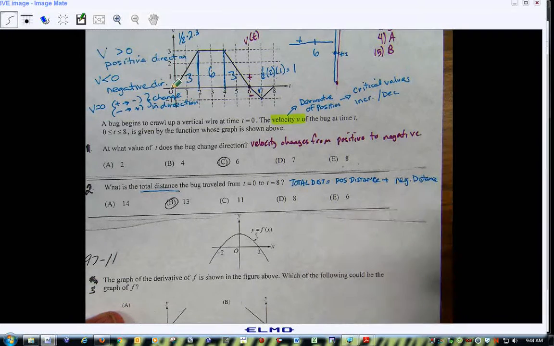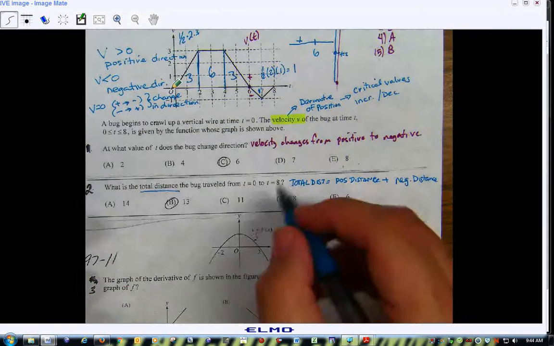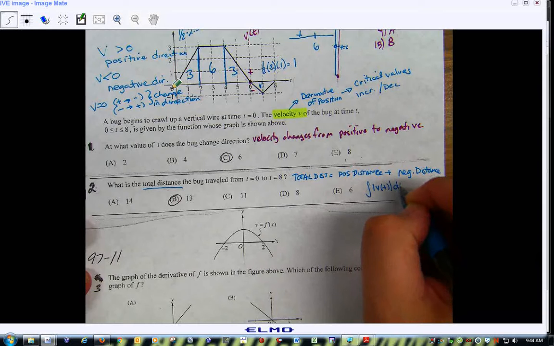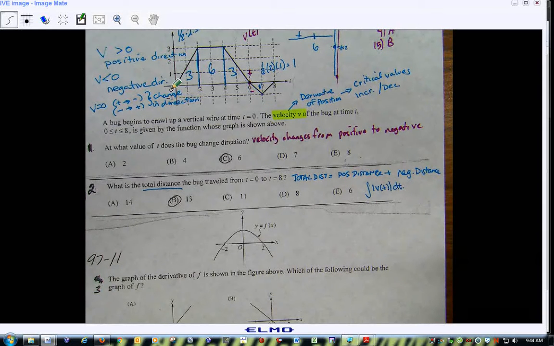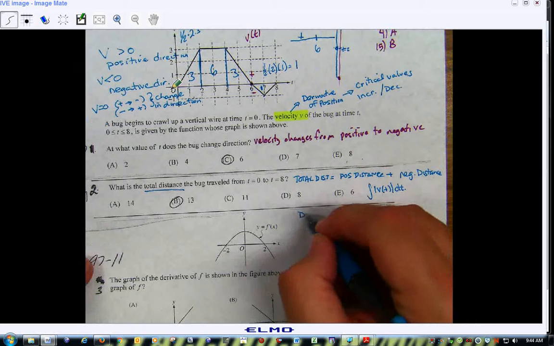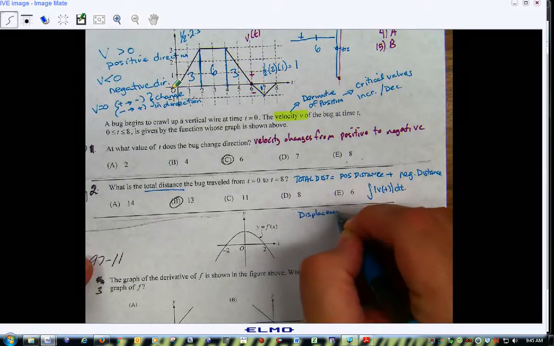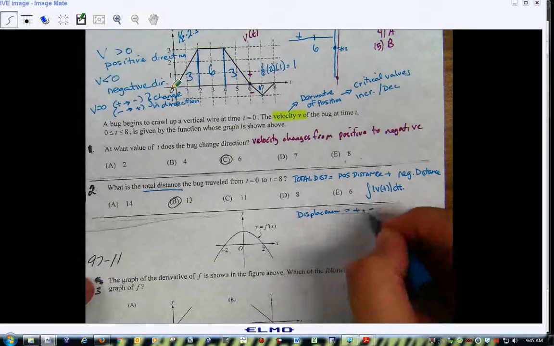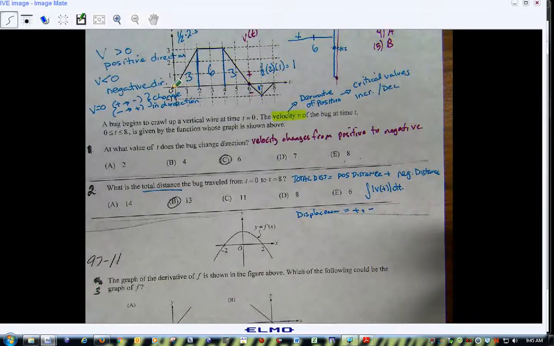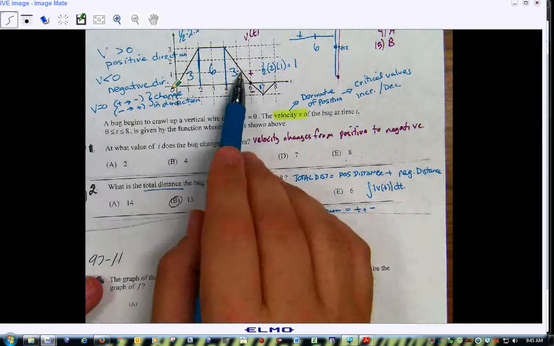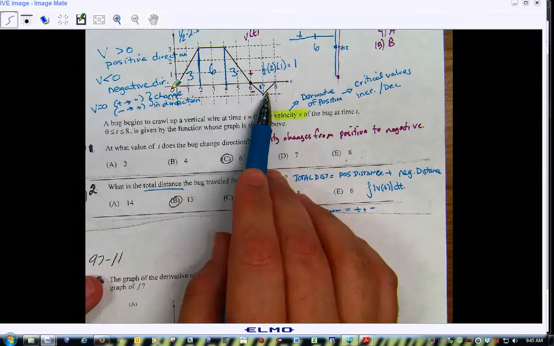So in this case, this would have been the integral of the absolute value of t. Not displacement, because remember, displacement is where you end up. So that means you have to add the positive and the negative. If it was just where would the bug end up? Well, he went 12 in the positive direction and 1 in the negative direction, so he ended up at 11. That's where he ended up.